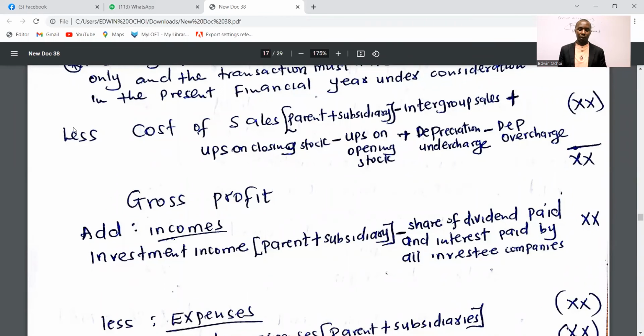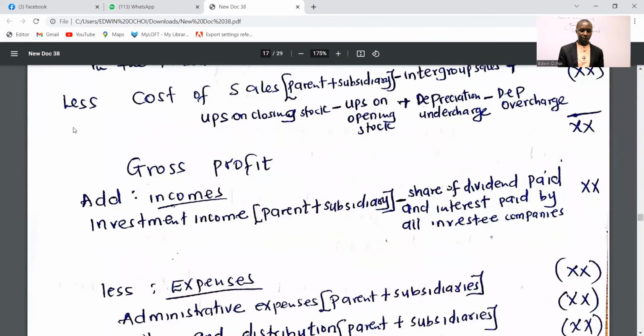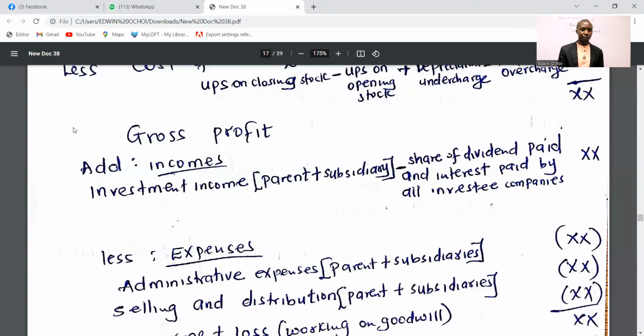You add depreciation under charge, which is due to revaluation. You minus depreciation over charge, which is due to sale of a fixed asset. So you get your gross profit after taking cost of sales from your revenue. You go to incomes, you take the parent plus subsidiary.